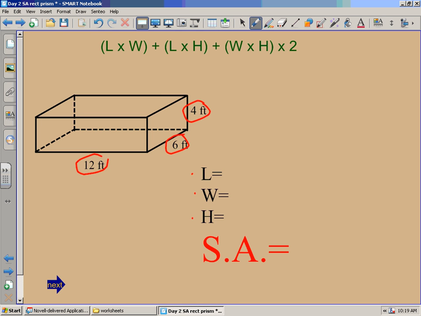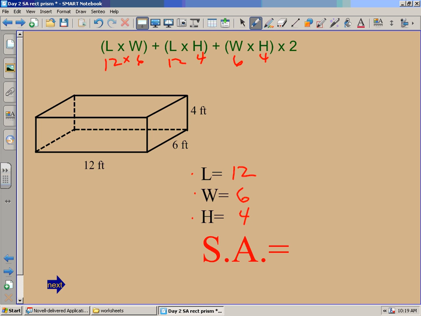So let's pick the 12 to be the length. Let's pick the 6 to be our width, and the 4 to be the height. Again, you could have picked those in any order. You're still going to get the same answer. Now, this is where you're simply going to be careful, and you're going to follow through that formula at the top, and every time you see an L, you're going to plug a 12 in for the L's. Anytime you see a W, you're going to plug a 6 in for the W's. Anytime we have an H, we plug a 4 in for the H.